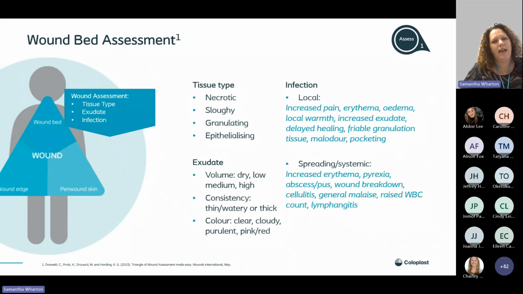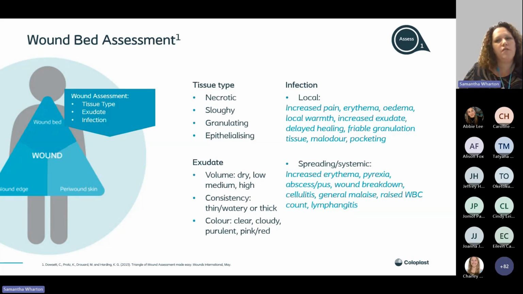So we need to be looking at what types of tissue are present. Is there necrotic tissue? Is it hard necrosis? Is it soft necrosis? Is there sloughy tissue, granulating, epithelializing, which we'd obviously like to see within our wounds?